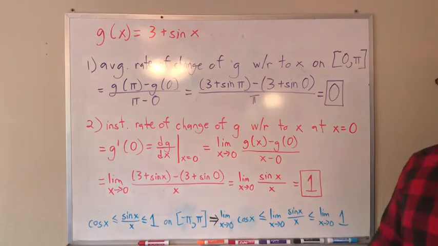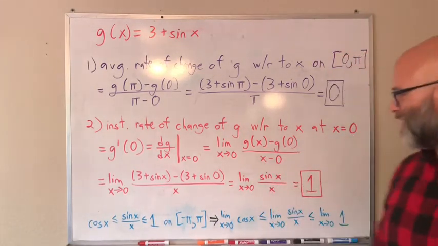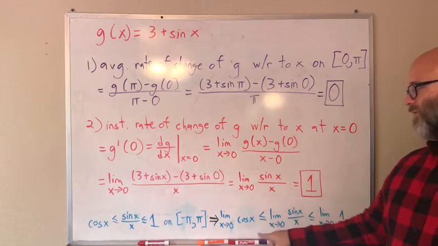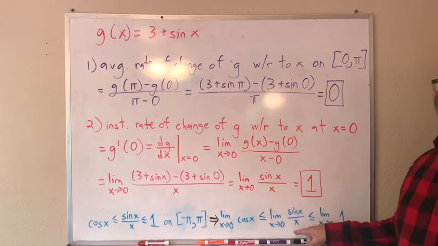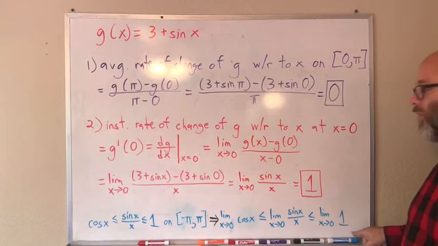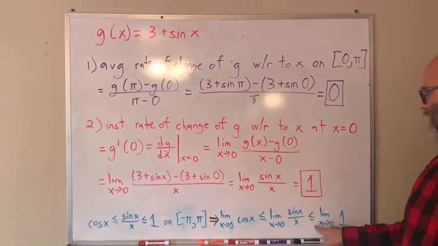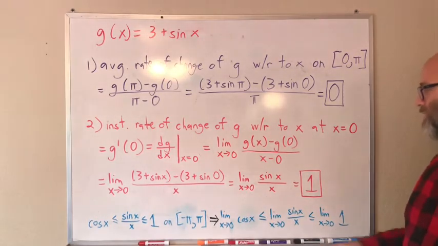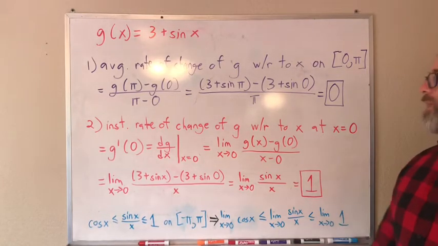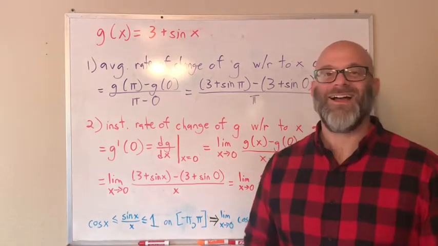Well, then we get to use what theorem? The squeeze theorem. That's right. So the limit as x approaches 0 of cosine of x is less than or equal to the limit as x approaches 0 of sine of x over x, which is less than or equal to the limit as x approaches 0 of 1. Well, what's the limit as x approaches 0 of cosine of x? 1. What's the limit as x approaches 0 of 1? 1. So clearly the limit as x approaches 0 of sine of x over x equals 1. Okay. There it is. Perfect.